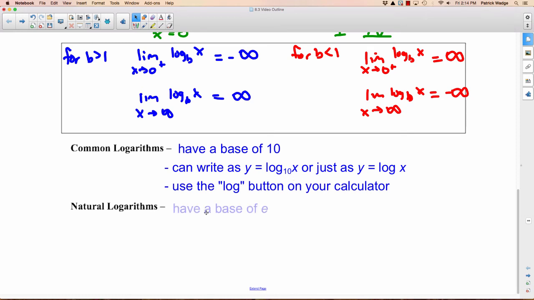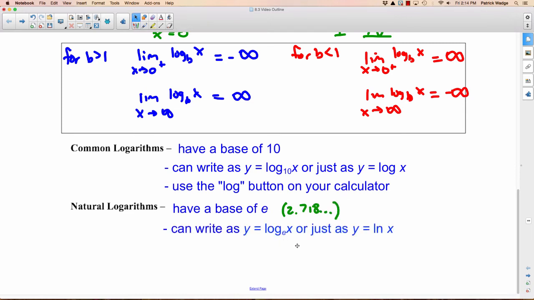Then there's also natural logarithms. They have a base of e. Remember, e is the number 2.718, in brackets, it goes on and on and on. You can write it as y equals the base e logarithm of x, or you can just write y equals the natural logarithm of x. And on your calculator, of course, you use the ln button.